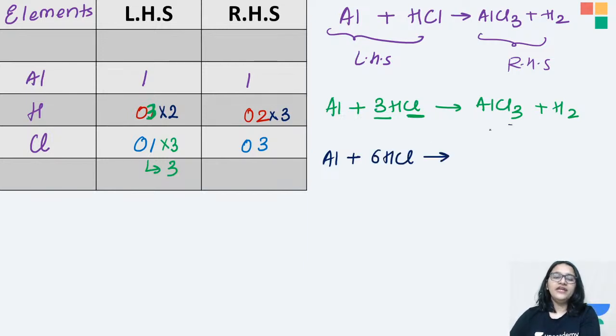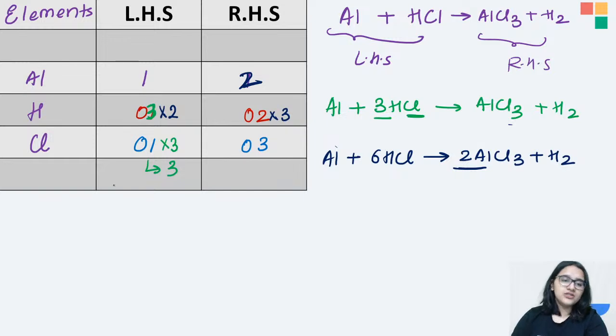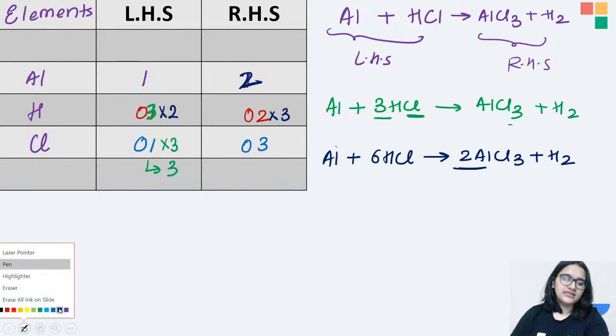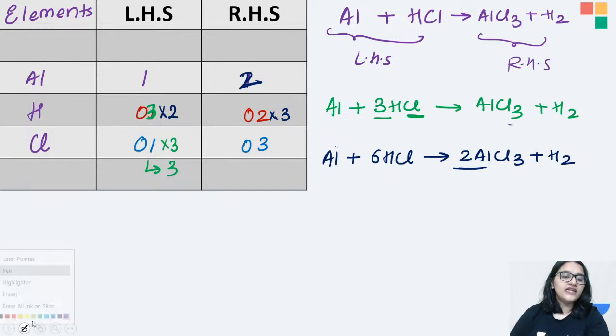Over here you have 3 aluminium already, so you are going to multiply by 2. So you have 2 AlCl3 plus H2. Now when you are doing so, how many aluminiums do we have on the right hand side now? 2. Earlier it was just 1. So now again the aluminium is unbalanced on the left hand side and the right hand side. So can I fix it? Yes, we can absolutely fix it.